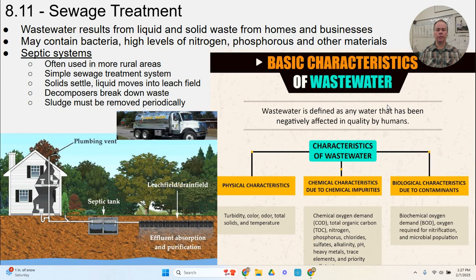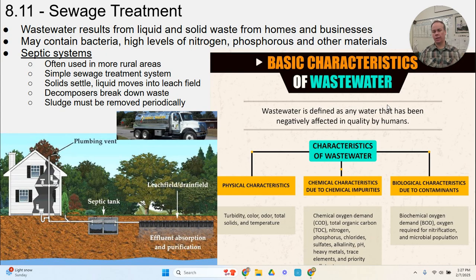In topic 811, we are talking about sewage treatment. What we're talking about here is how wastewater is treated by homes and municipalities. This wastewater is a combination of water along with liquid and solid waste that comes from homes and comes from businesses.